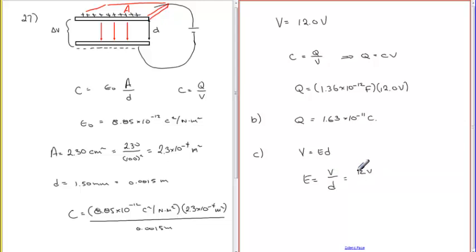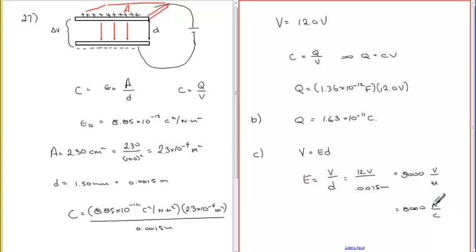And so the voltage was 12 volts. The distance was 0.0015 meters. So we get 12 divided by 0.0015, so we get 8,000, and it's volts per meter. Or it could also be 8,000 newtons per coulomb, because electric field was also force per unit charge. So either one of those would be true.